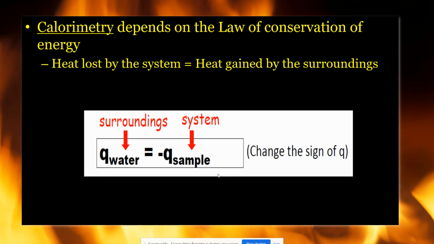So to calculate this, we have a formula. We can say the heat of the water, remember Q stands for heat, representing our surroundings, is equal to negative the Q of your sample or your system. Make sure that you include that negative, okay? If you don't include the negative, then your answers are usually going to be incorrect. So it's Q equals negative Q.